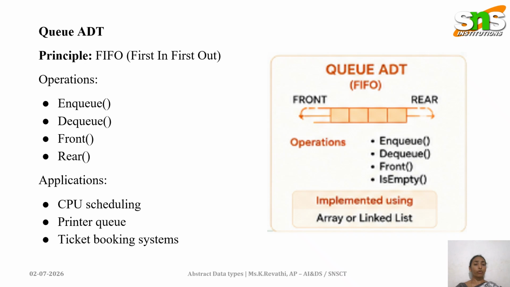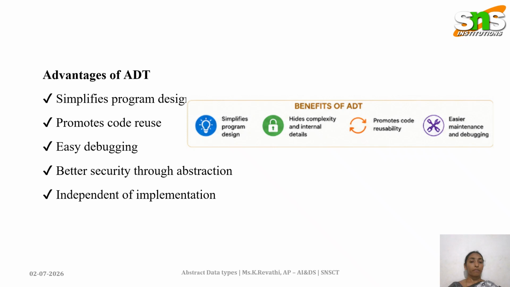Next we will see about the advantages of ADTs. Why do programmers use ADTs? Because they provide abstraction, code reusability, easy debugging, better security, and independent implementation. However, there are a few disadvantages. Designing an ADT requires careful planning. Beginners may find them difficult initially.